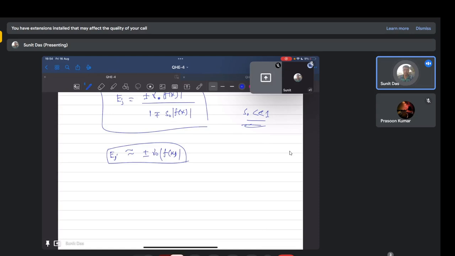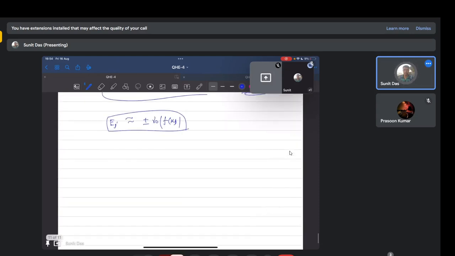Then you can simply have a two band energy spectrum, right? You have plus minus gamma 0 mod of f of k. I have not really derived what f of k is. So what will f of k actually be? f of k is simply given by the sum over l equal to 1 to 3 of e to the power i k dot delta l.